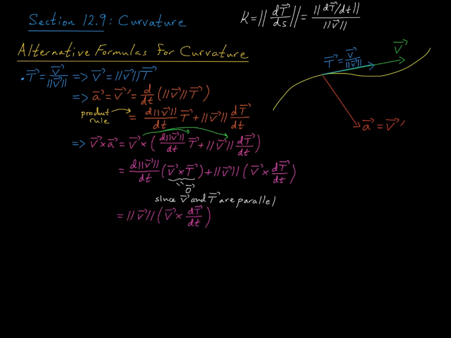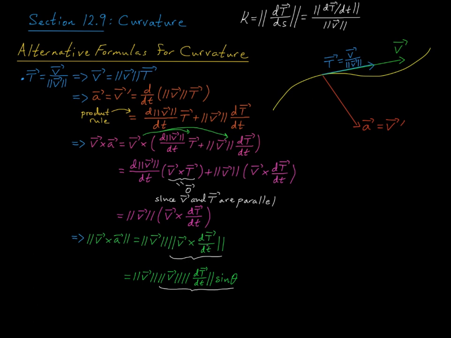Great. Now note that since the velocity and the unit tangent vector are parallel, this cross product, v cross T, is actually 0. And so this entire expression simplifies to just the second term, which is the magnitude of the velocity times this cross product of v and this derivative. Now I'm going to take the magnitude of the cross product of v and a. From this expression, that's just the magnitude of the velocity vector times the magnitude of this cross product. Now I'm going to use our key result on the magnitude of the cross product, which says the magnitude of a cross product is the product of the magnitudes of the two vectors you're crossing times the sine of the angle between them.